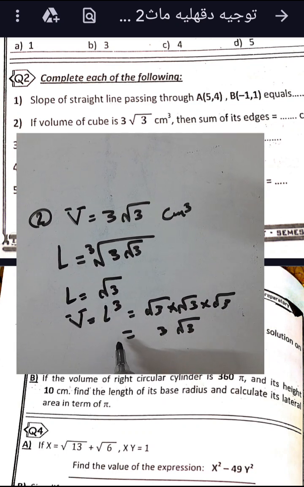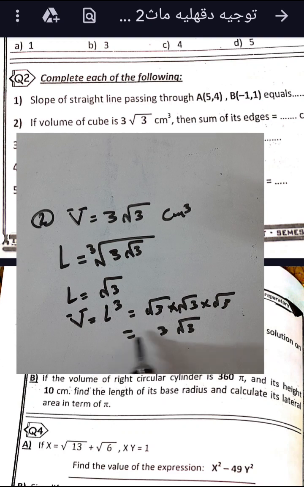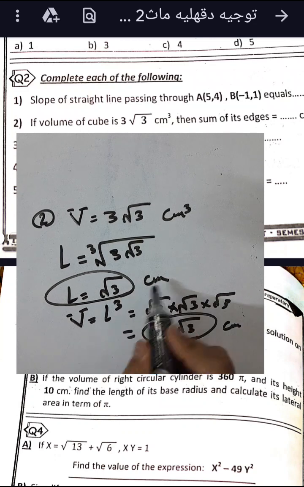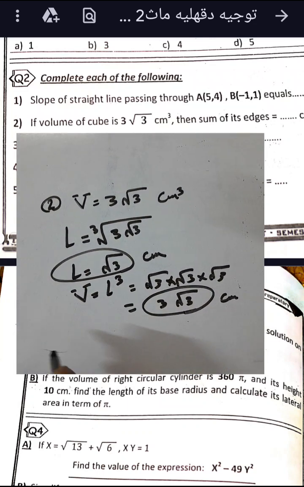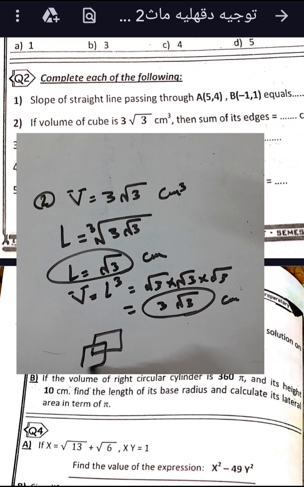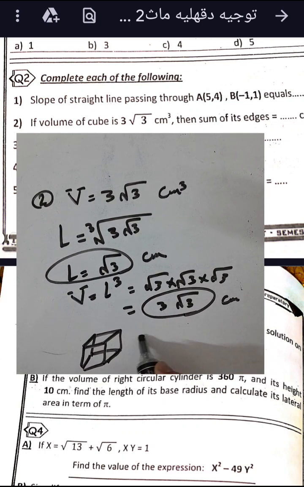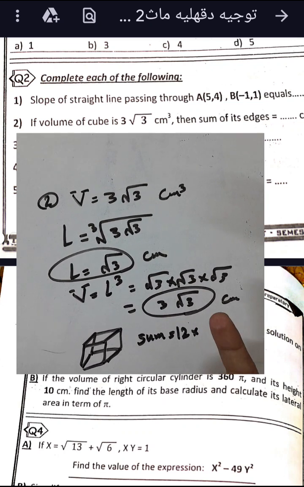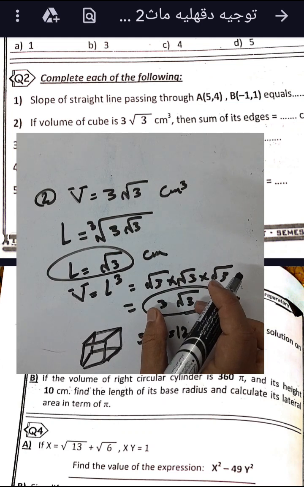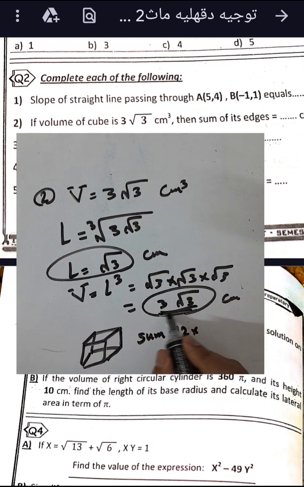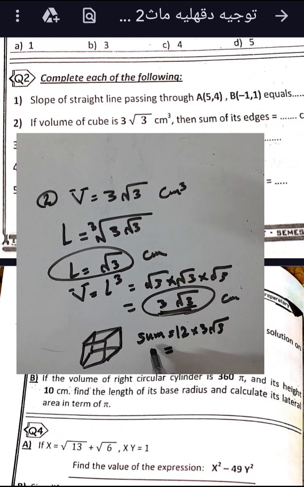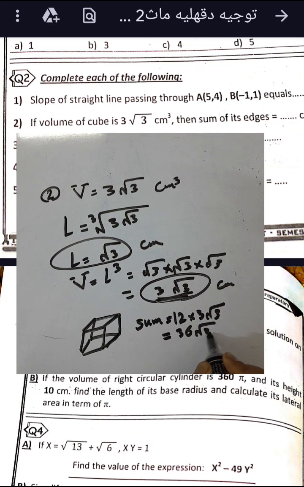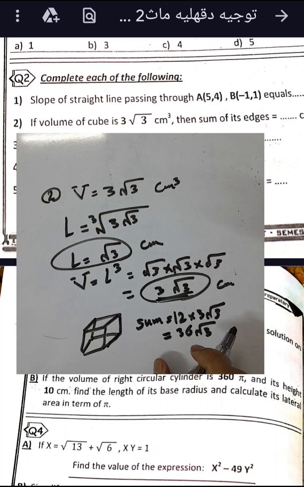Then we can write the volume is 3 root 3 cubic centimeters. Then the length will be root 3 centimeters. He wants to find the sum of its edges. We know any cube has 12 edges. Then the sum of all edges will be 12 multiplied by the length of one side. The length of one side of the cube is root 3. Then the sum of all edges will be 12 times root 3. The result will be 12 root 3. It's the sum of all edges of the cube.